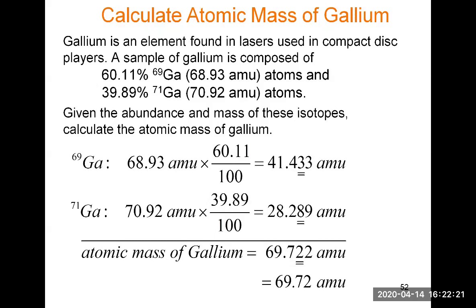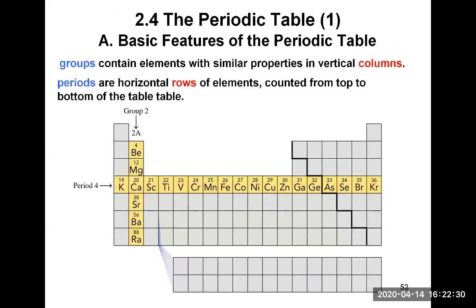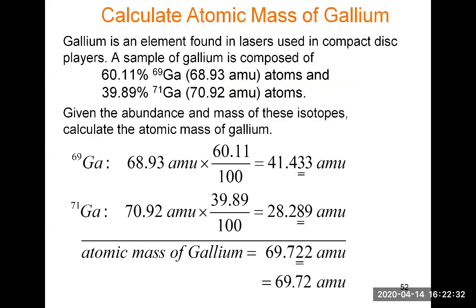And gallium is a real element below aluminum in the periodic table. And its atomic mass is indeed 69.72 atomic mass units. And that's the end for section 2.3.